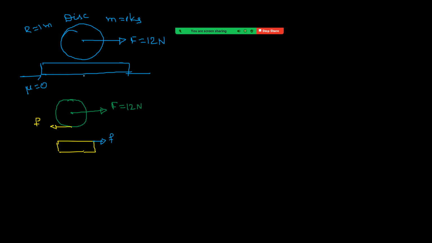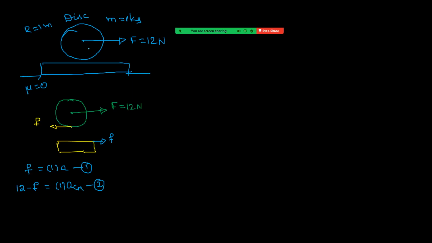The plank has only translatory motion, so we can write the force equation for the plank: F equal to ma. The mass is 1, and taking the acceleration as A, this is equation 1 for the plank. Now coming to the disc, the force equation for the center of mass: the net force is 12 minus F, that is equal to M into A. M is 1, and A is the acceleration of the center of mass.